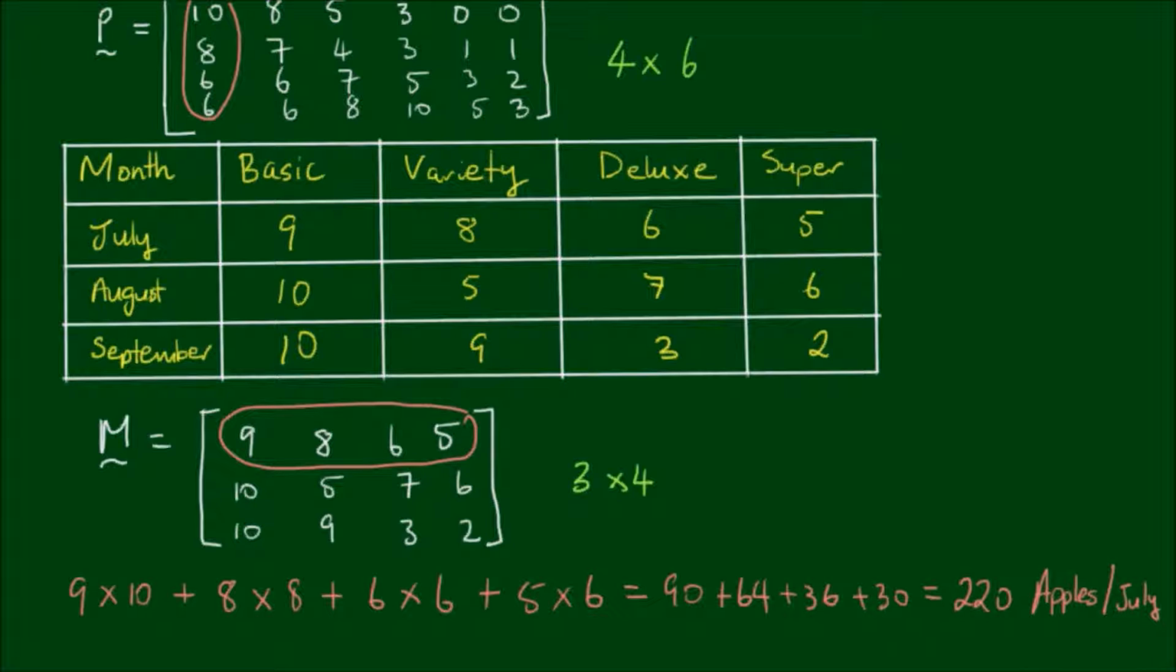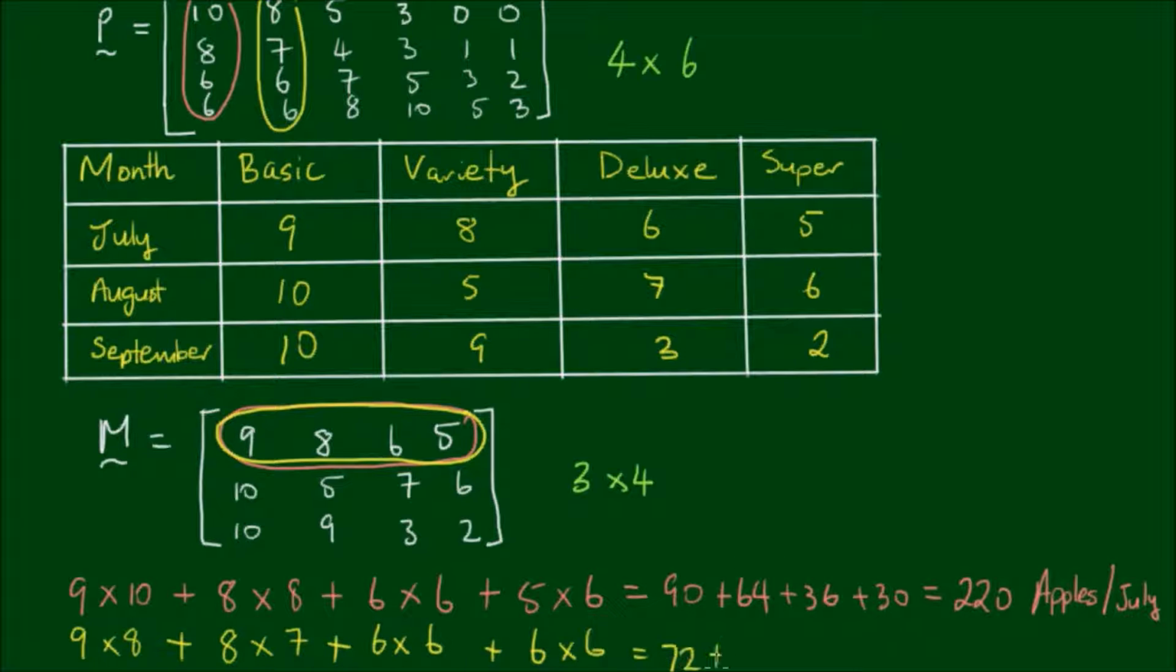Alright, now I can work out how many oranges we needed in the month of July. We follow exactly the same process. I just take the product of the first row of the month matrix by the second column of the P matrix, which represents how many oranges were in each pack. So we sold 9 packs of the basic with 8 oranges each, 8 packs of the variety with 7 oranges each, and so on and so forth, and add them all together, and it totals to 200 oranges in July.